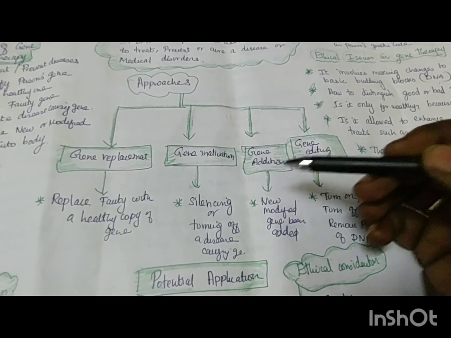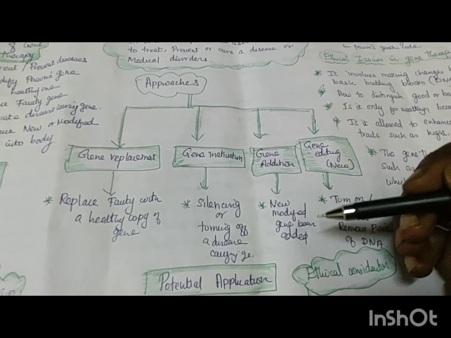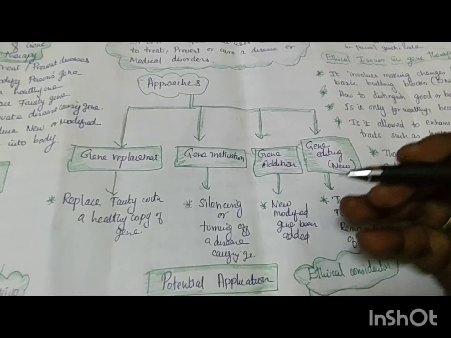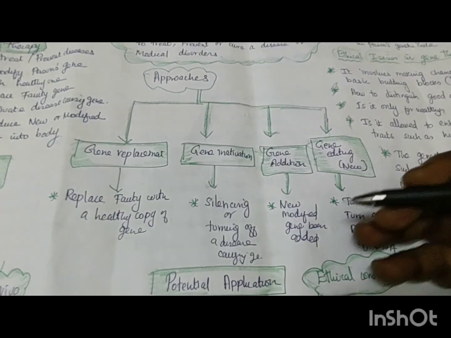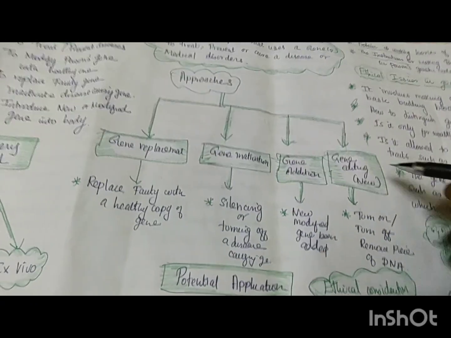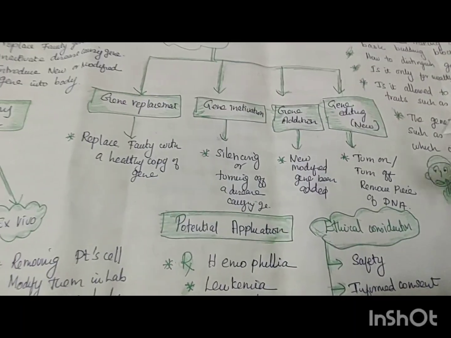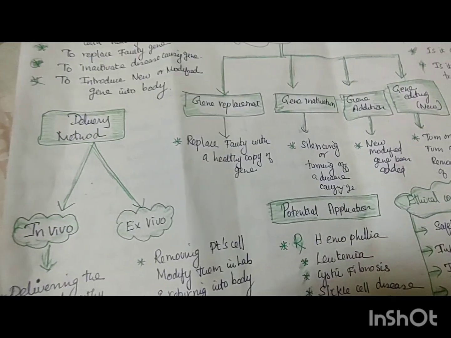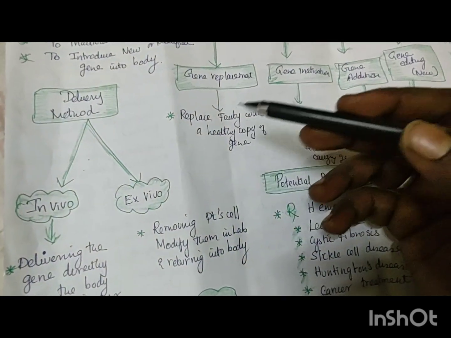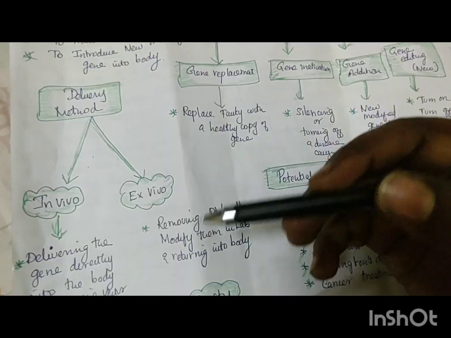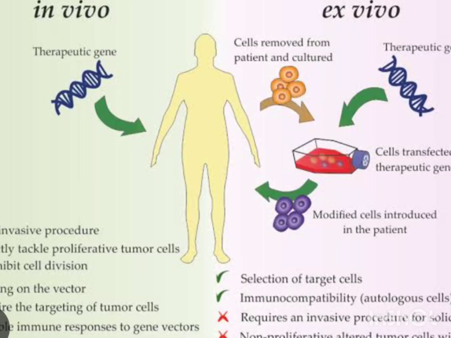Adding the new modified gene in order to make it healthy, or to achieve the goal of bringing a healthy life to the individual. Gene editing. Editing is like turning on and turning off, or removing a piece of DNA. Like that we can do it. Okay, how are we going to do it? Delivery method: how we deliver this editing, how it reaches our DNA. One is in vivo and the other is ex vivo.